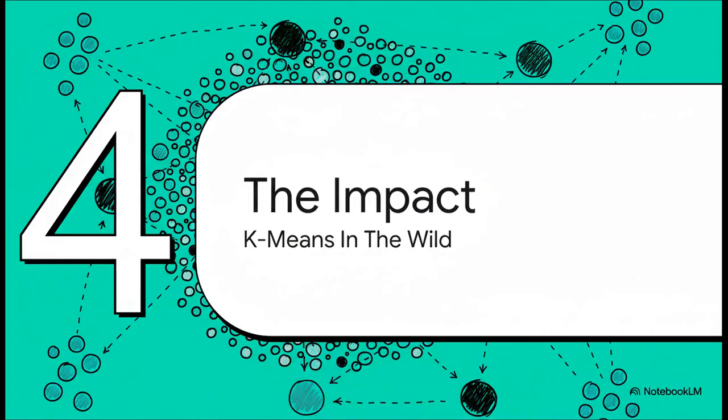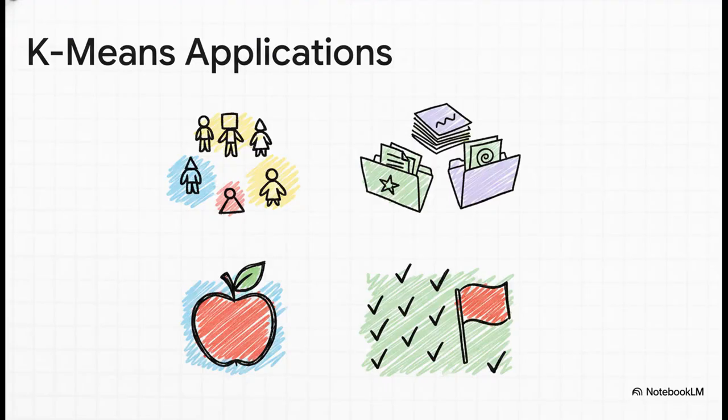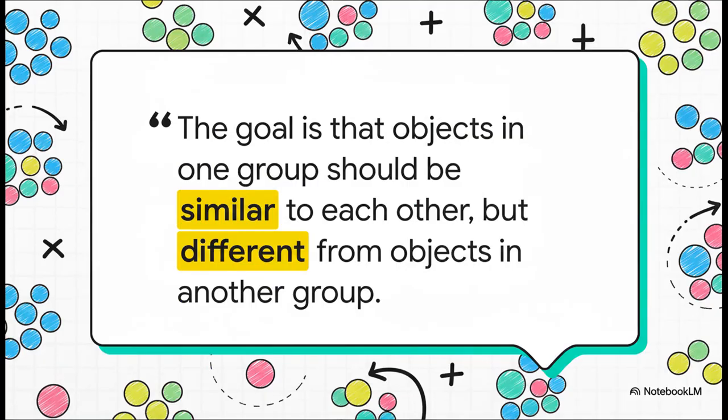Okay, so now that we've got a handle on how K-means works, let's talk about where you actually see it. This is where the theory really hits the road and has a huge impact. And honestly, it's pretty much everywhere. When a business wants to find different groups of customers for marketing, that's K-means. When you want to automatically sort thousands of news articles by topic, K-means again. It's even used for things like image compression and for flagging weird behavior, like potential fraud and insurance claims. It's a real workhorse.